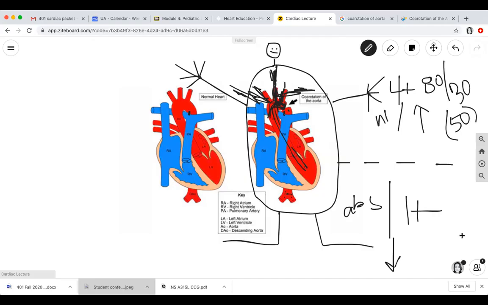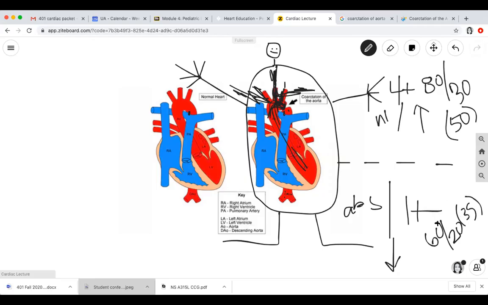And then in your lower extremities, it might be 60 over 20 with a mean of 35.